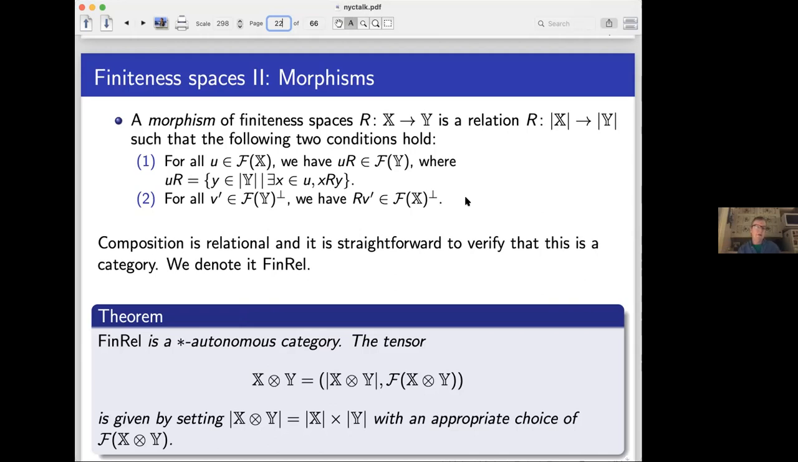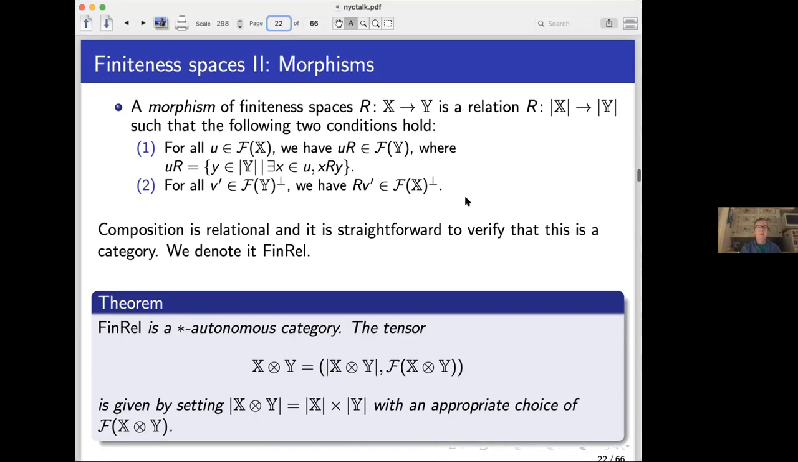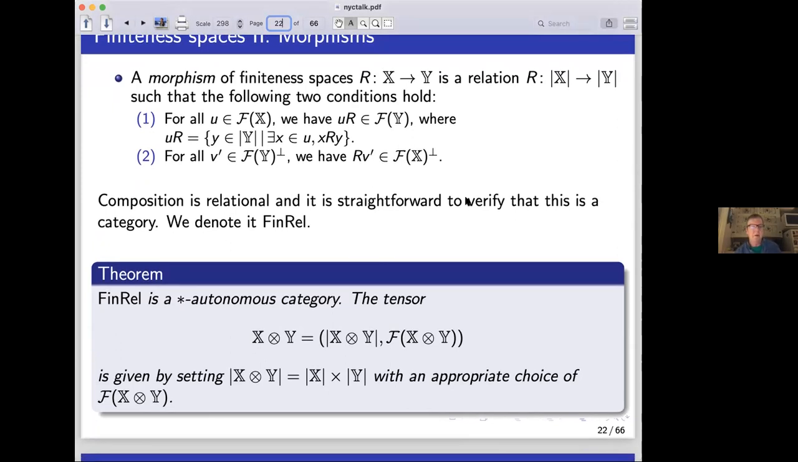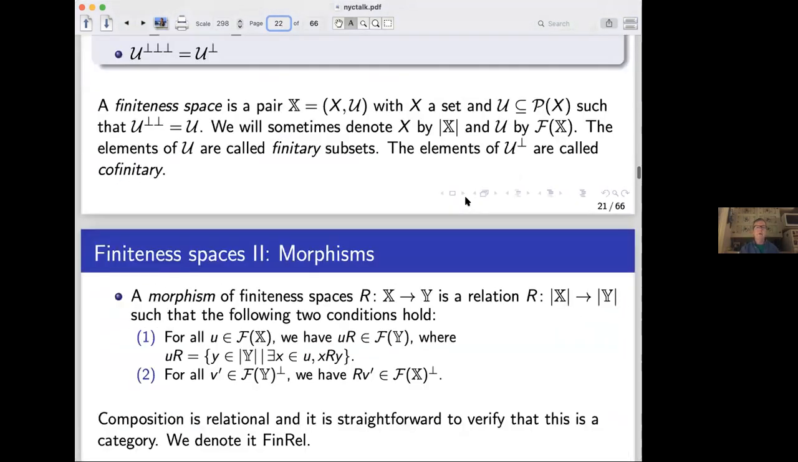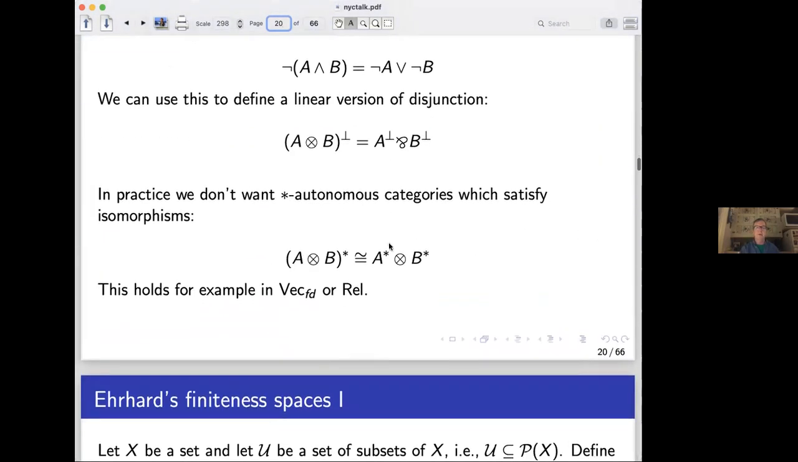Composition is relational, and it's pretty easy to verify that this is a category, and we'll denote it by fin-rel. And so the theorem is it's a star autonomous category, and it will turn out as you calculate some examples that it doesn't satisfy this unfortunate equation here.